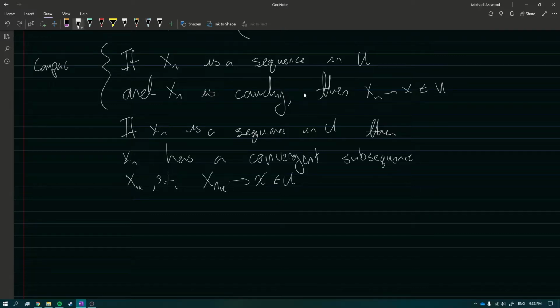This one is just sort of a definition: compacta are complete. And this one is more important. This one's called the Bolzano-Weierstrass theorem. And I can give you a proof, or a sketch of a proof.